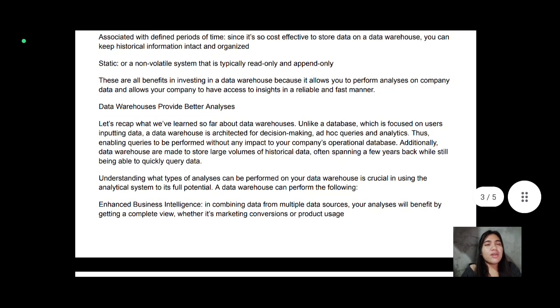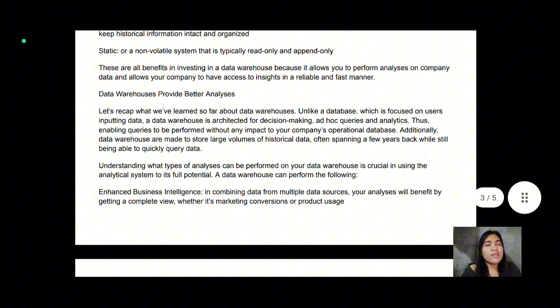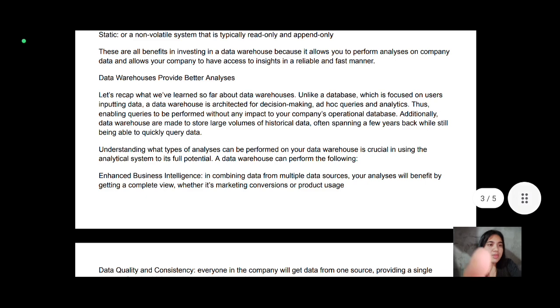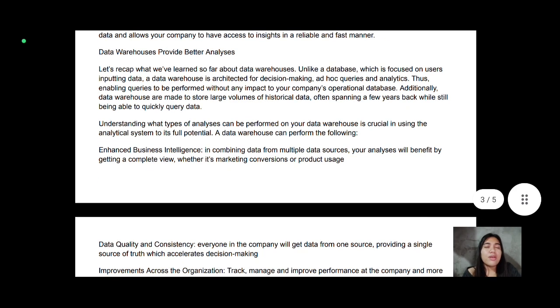Static, or a non-volatile system that is typically read-only and append-only. These are all benefits of investing in a data warehouse because it allows you to perform analysis on company data and allows your company to have access to insights in a reliable and fast manner. Data warehouses provide better analysis. Let's recap what we've learned so far.